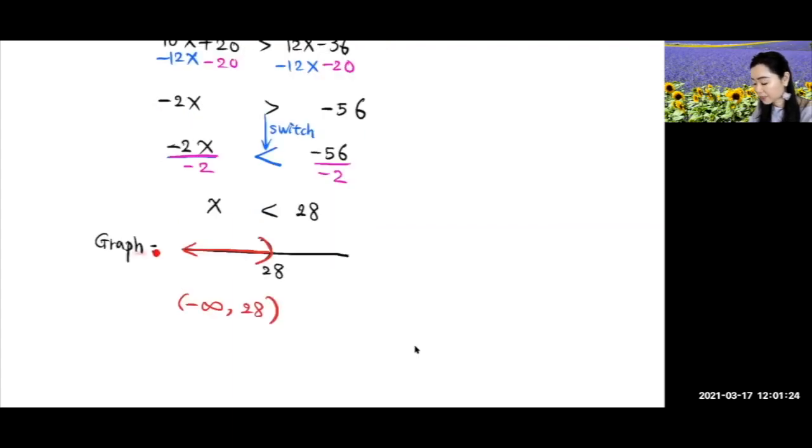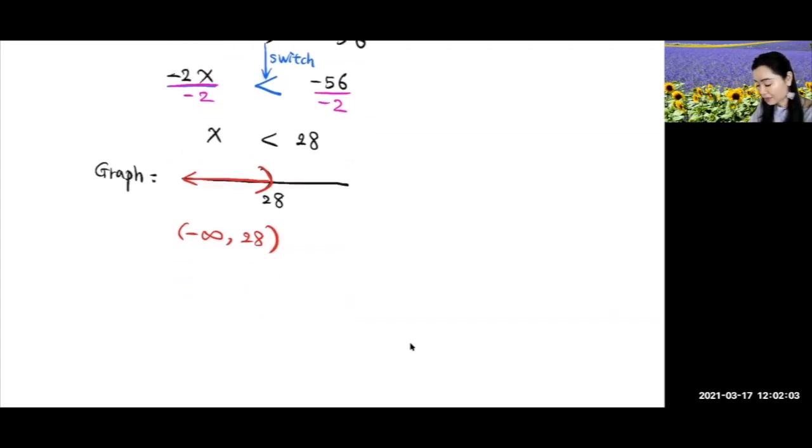So the graph of this will be, you shade the left side of 28 because those x are less than 28. And because there's no equal sign over here, you have parentheses. The interval notation for this solution set will be parenthesis, negative infinity, comma, and then 28, and then a parenthesis afterward. Parentheses means you don't include this endpoint.